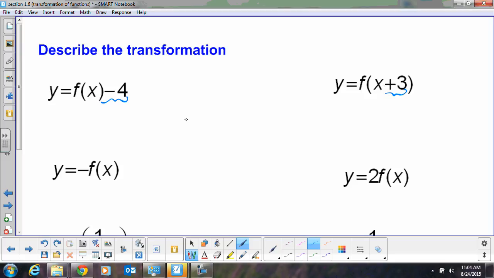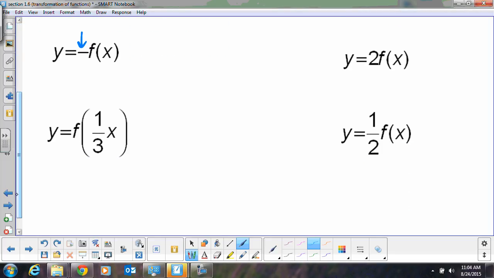Okay, so let's go to Chelsea. Chelsea, what does this do? Excellent. All right, so let's do Connor. Connor, what is this going to do? It's a vertical stretch by factor 2. Excellent. All right, what is this going to do, David?